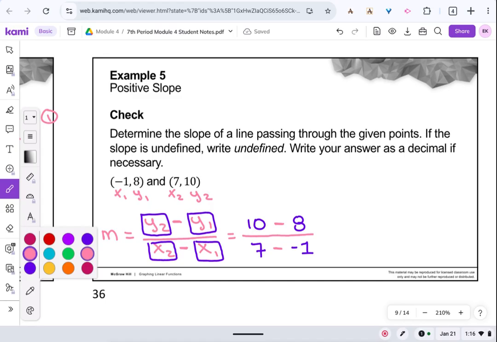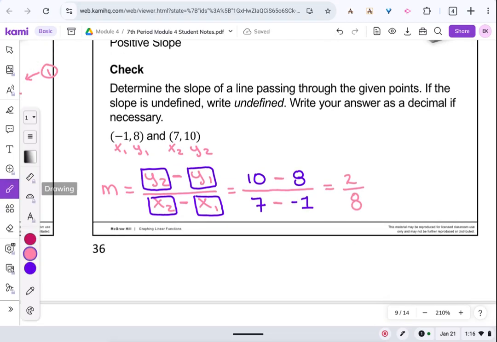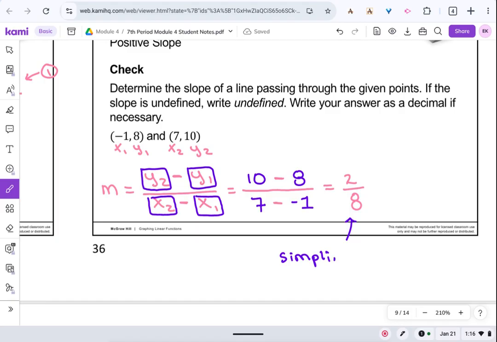Again, please make sure you're using your calculator because that's going to make sure we don't get anything incorrect. 10 minus 8 is 2. 7 minus negative 1 is 8. Again, at this spot here, you need to check to see if this simplifies in your calculator. What that means is I'm going to type 2 over 8 in my calculator and see what it spits out as a fraction. If I put that in my calculator as a fraction, it will actually simplify to 1/4. So that is a value that I want to have simplified.